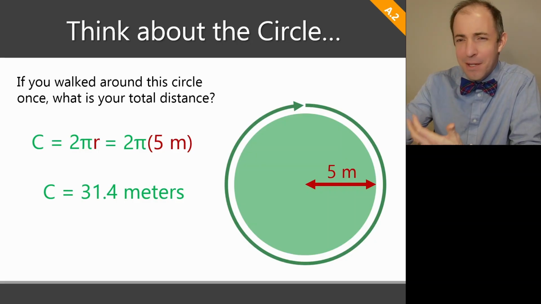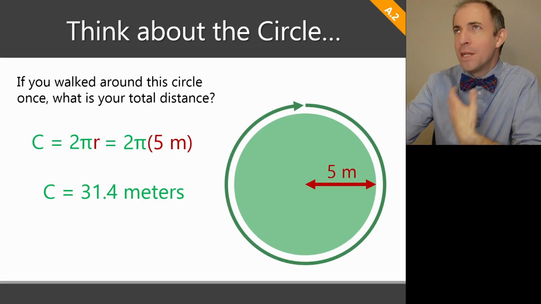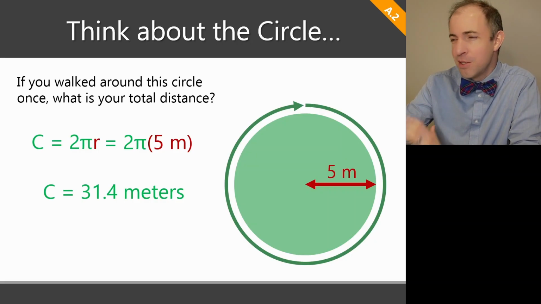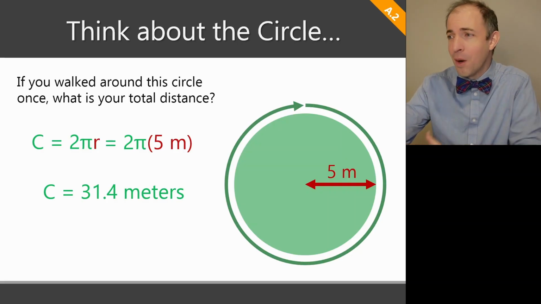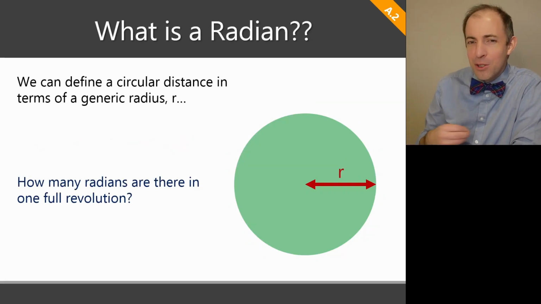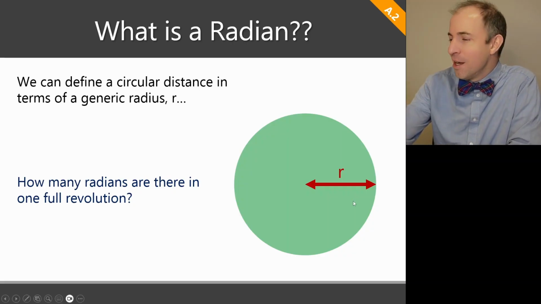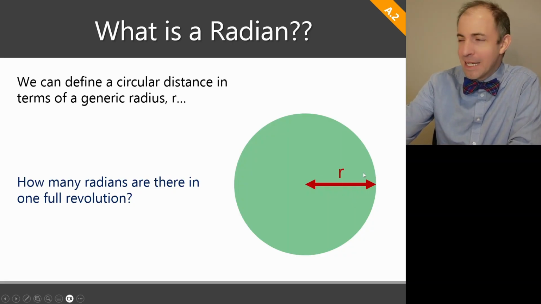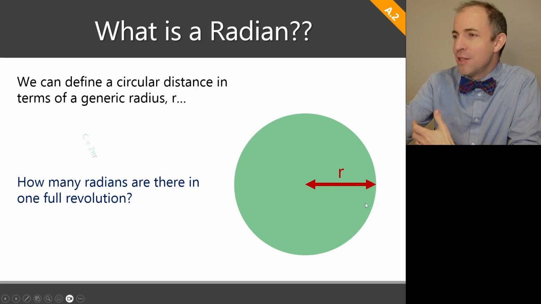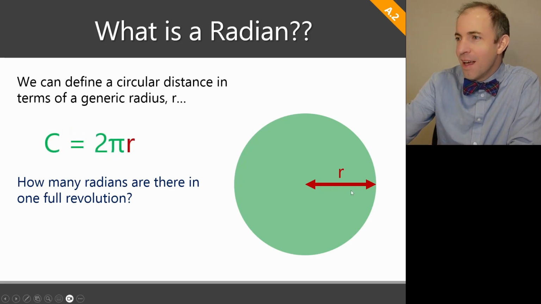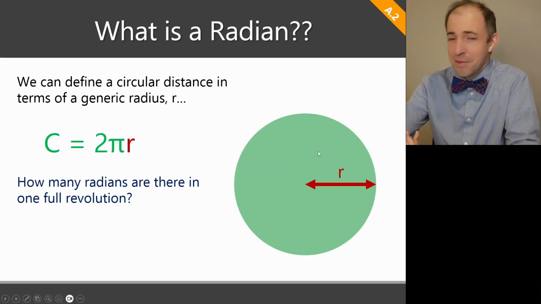All right, so what can we do with this if we don't know anything about the circle? We just know it's a circle, and I've gone around once. We can think of this in a more generalized form. We call this a radian. So basically, instead of plugging a number in for a radius, let's just call it r. And imagine that we take that r and we want to go all the way around. It's 2 pi times r to go around.